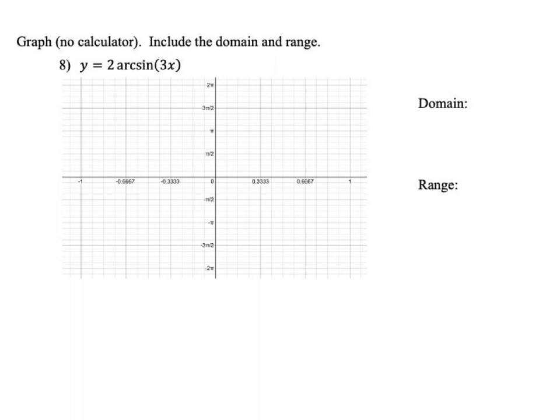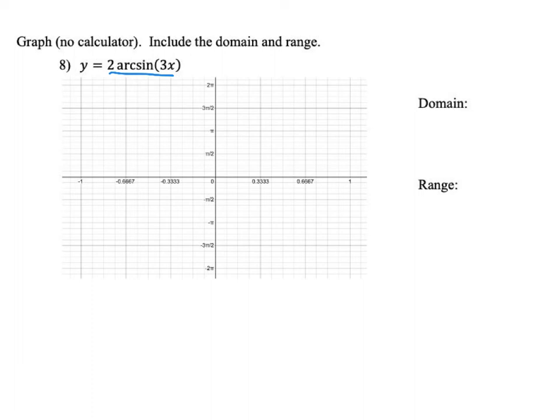All right, this one, tricky. Let's see if you can do this without a calculator. I would encourage you to try to do this on your own. It says include the domain and range. You're trying to graph now some changes, right? What are we going to do with the 2 in front of the arc sine, a 3 paired with the x? What would you do?